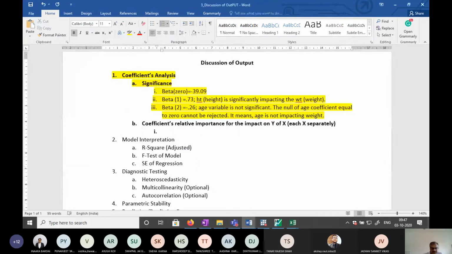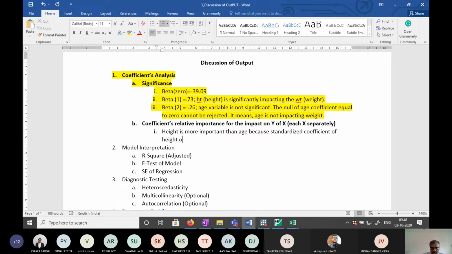If I complete this discussion, coefficient's relative importance will say height is more important than age, because the standardized coefficient of height is more than age. So we are supposed to write this.